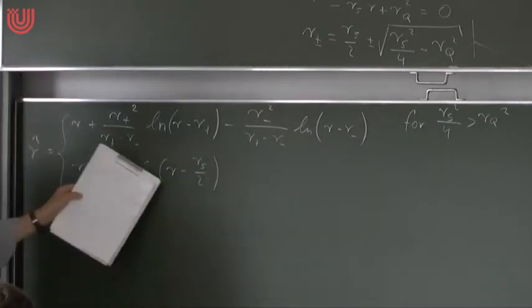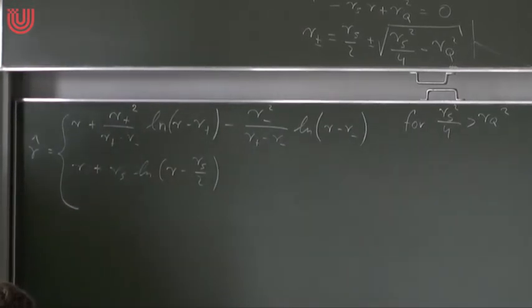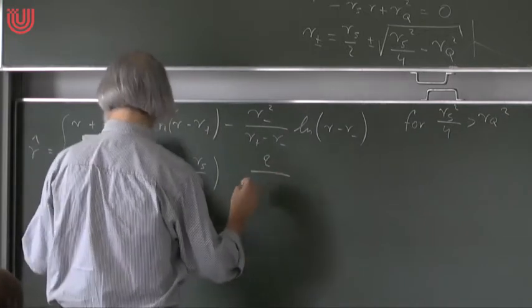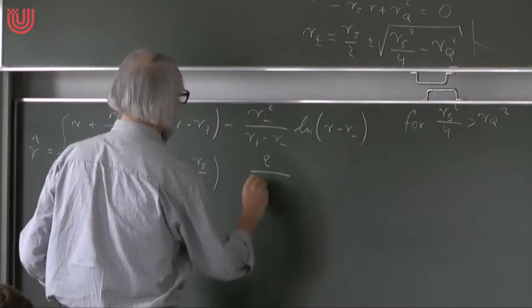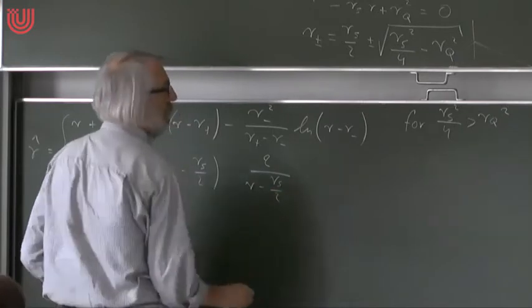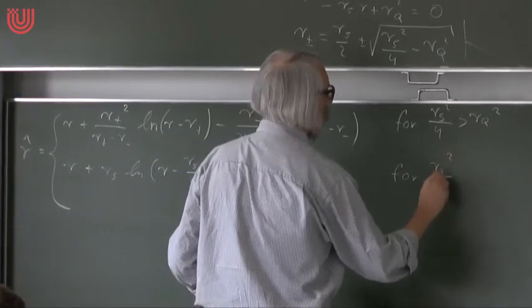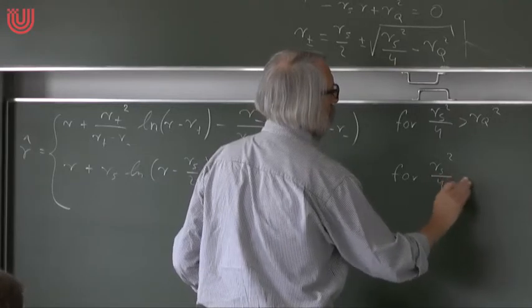So you see, in this case, the horizon is at R_S over 2. And again, what the new coordinate does is that it shifts the horizon to infinity. And there's another term here, minus 2 divided by R minus R_S over 2. And this is for R_S squared over 4 equal to R_Q squared.